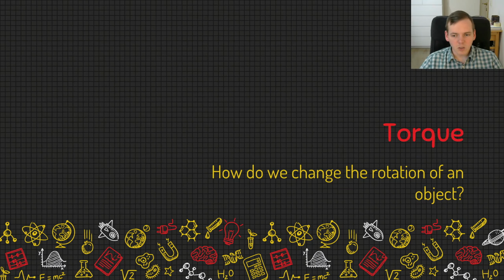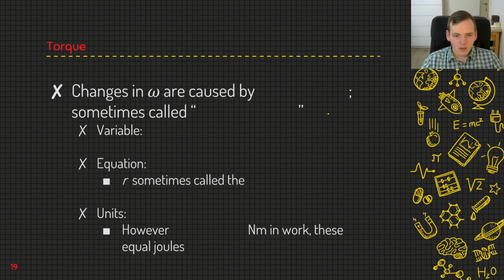This video is going to look at how we change the rotation of an object. If it's rotating some way and we want it to stop, or we want to make it start rotating, we're going to be talking about torque here. So changes in angular velocity are caused by torque. That's the definition for torque. It's what can cause changes in angular velocity.